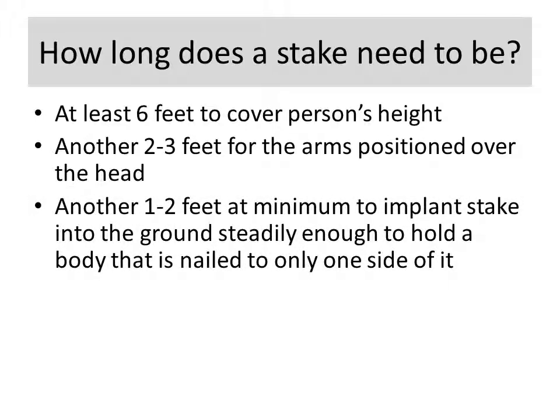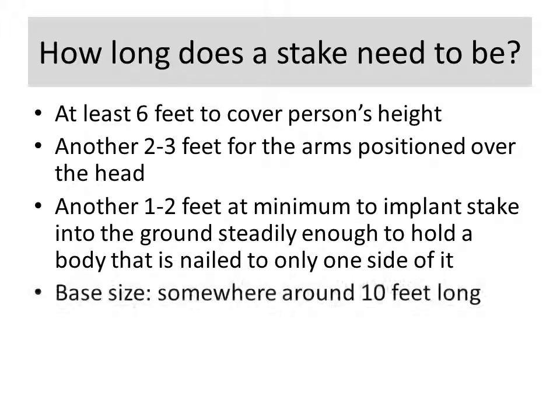Then you also need another 1 to 2 feet to implant the stake in the ground steadily enough so that you can actually nail a body to it. It's only going to be nailed to one side, which is going to put pressure to tip it over. And so you need to have a decent amount firmly in the ground so that it doesn't fall over. So we're talking something that's at least 10 feet long. Well, maybe 9 you can get away with, depending on if you're executing a short person. But somewhere around 10 feet long, maybe a little bit longer if necessary.